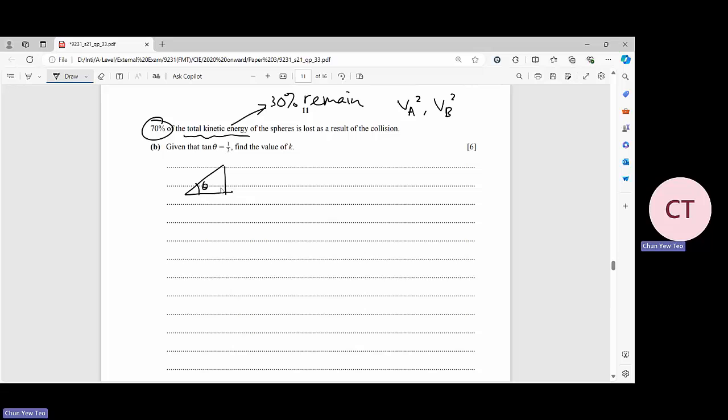Draw a right triangle. 1 here, 3 here. Using the Pythagoras theorem, you get root 10. So your VB now will become 4u cos theta, which is 3 over root 10, divided by 3, multiplied by 1 plus k. Cancel the 3, you get 4u over root 10 of 1 plus k. Then your VB square will be 16u square over 10 of 1 plus k square. That is your VB.